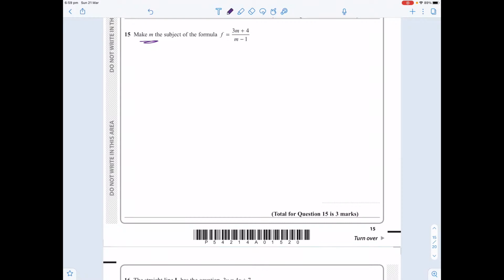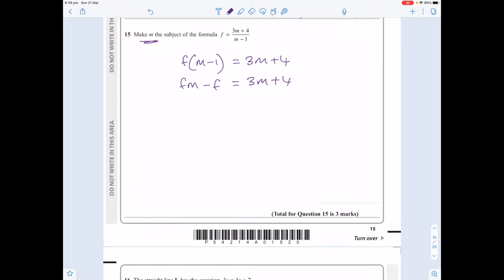Okay, so we want to get rid of this denominator right here by multiplying on the other side with the F. So we have F bracket M minus 1 is equal to 3M plus 4. Then we'll expand the bracket out. So we get F times M, so Fm, and then F times minus 1, which is minus F. And on the other side, we'll leave this as it is.